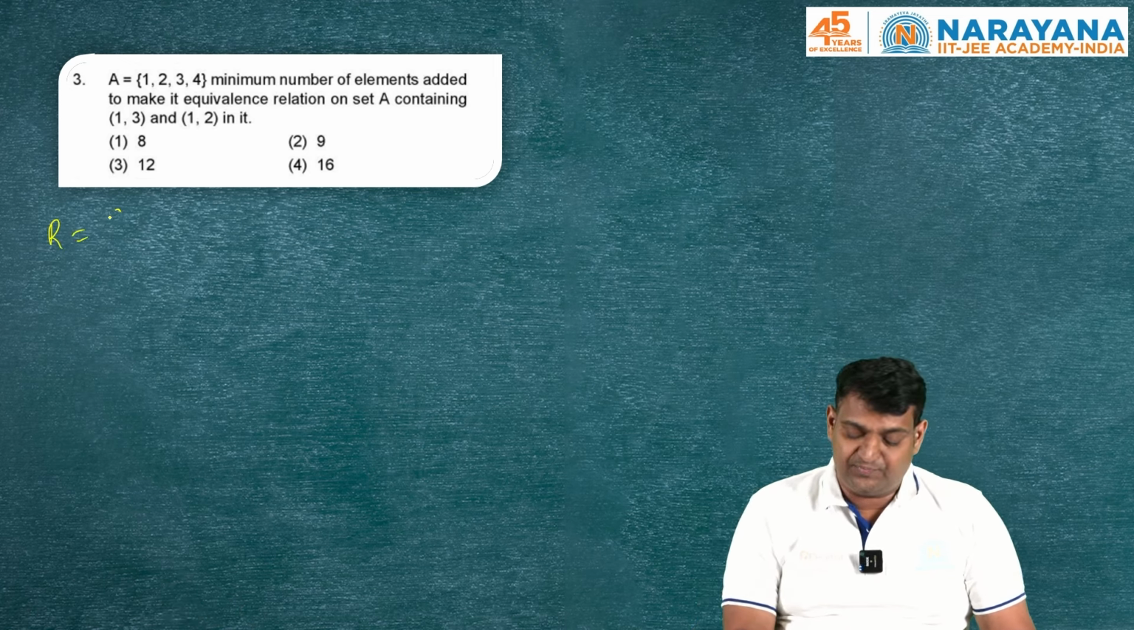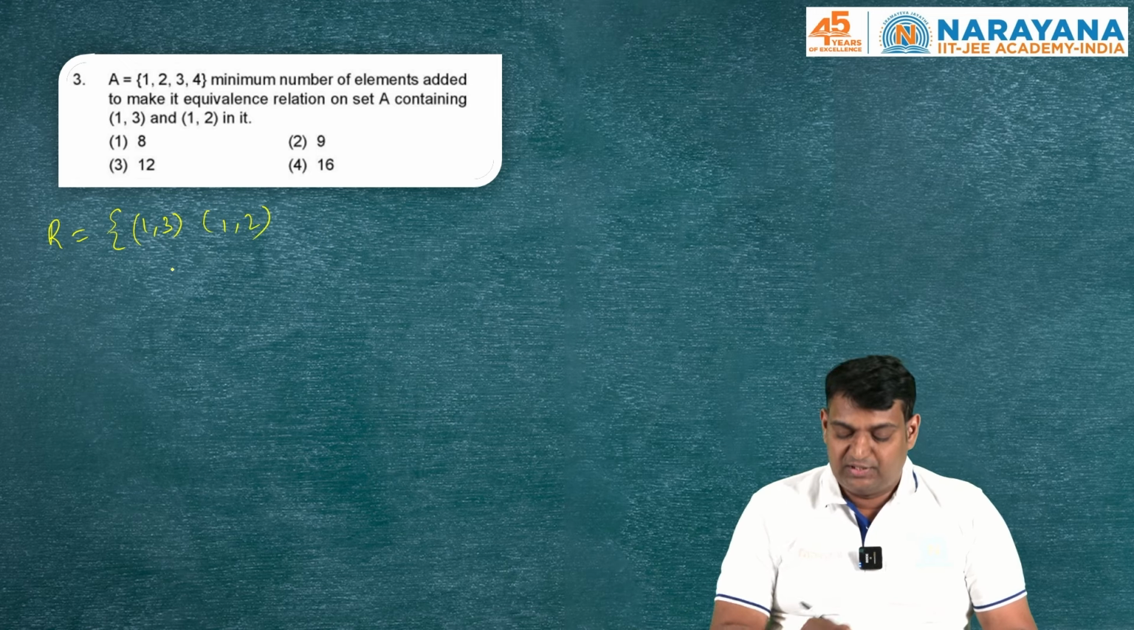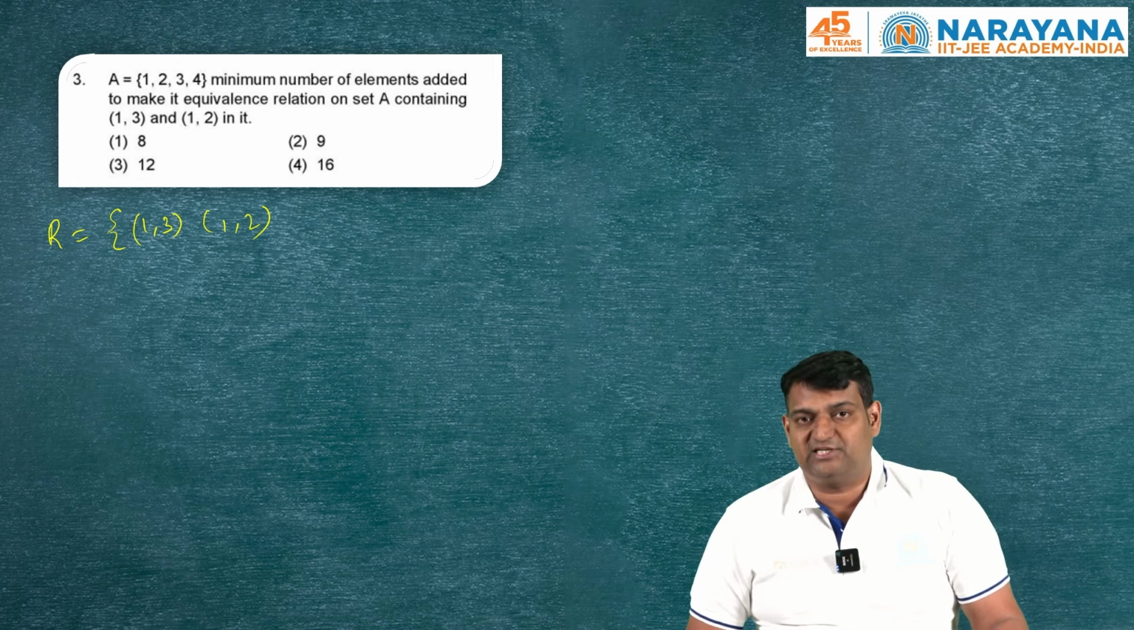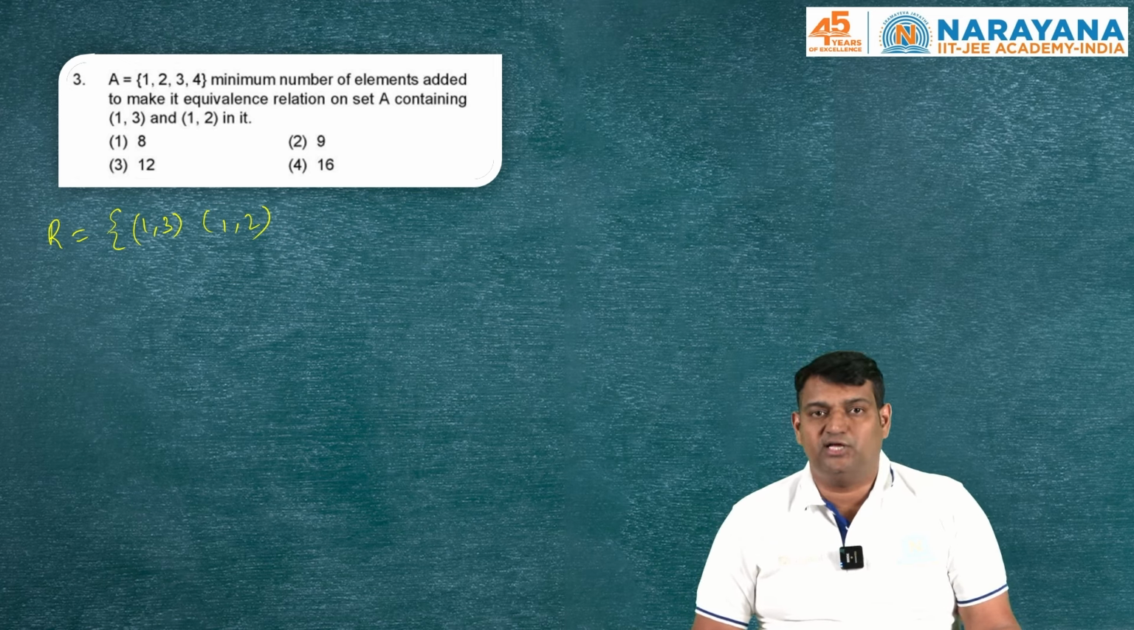Means in this relation, elements (1,3) and (1,2) are already there. We have to make it an equivalence relation, meaning it should be reflexive, symmetric and transitive. You know that a relation R on A is reflexive if (a,a) belongs to R for all a belongs to A.